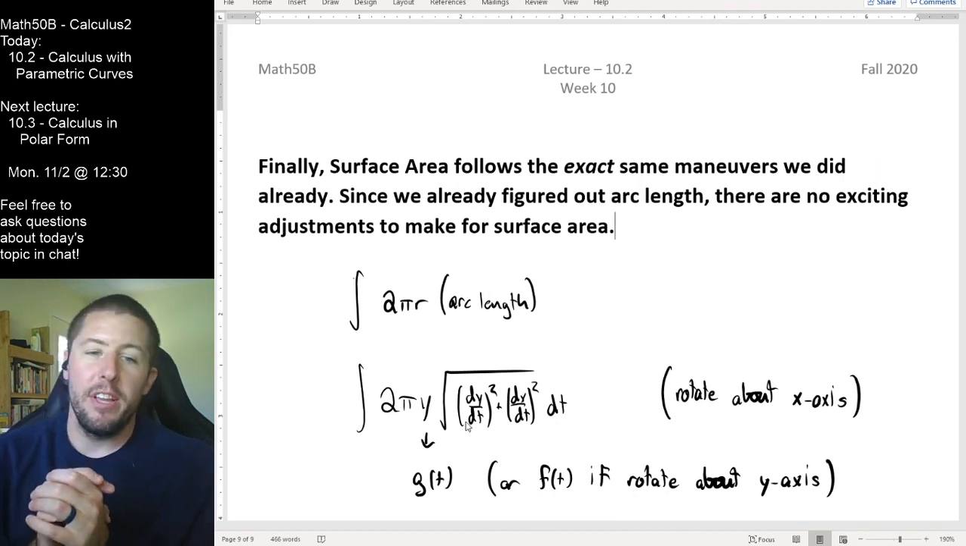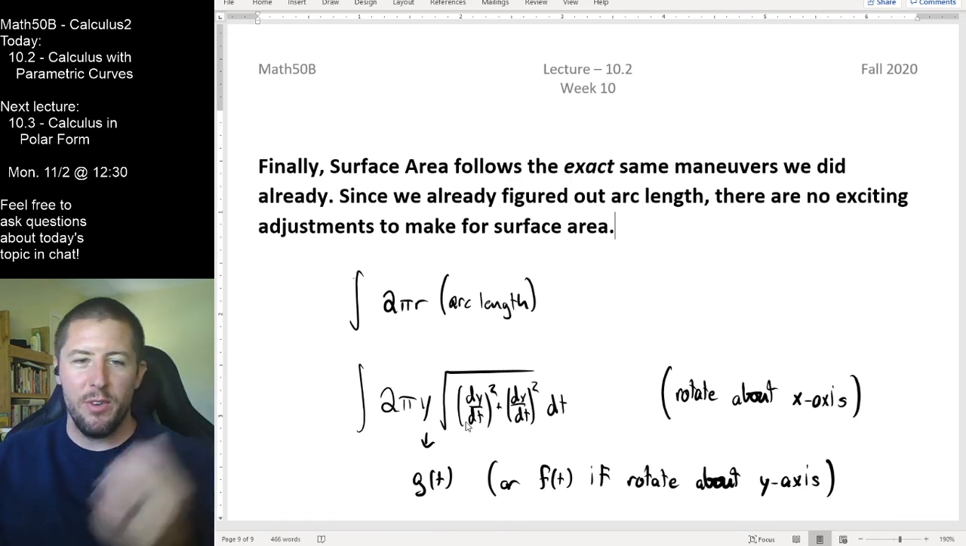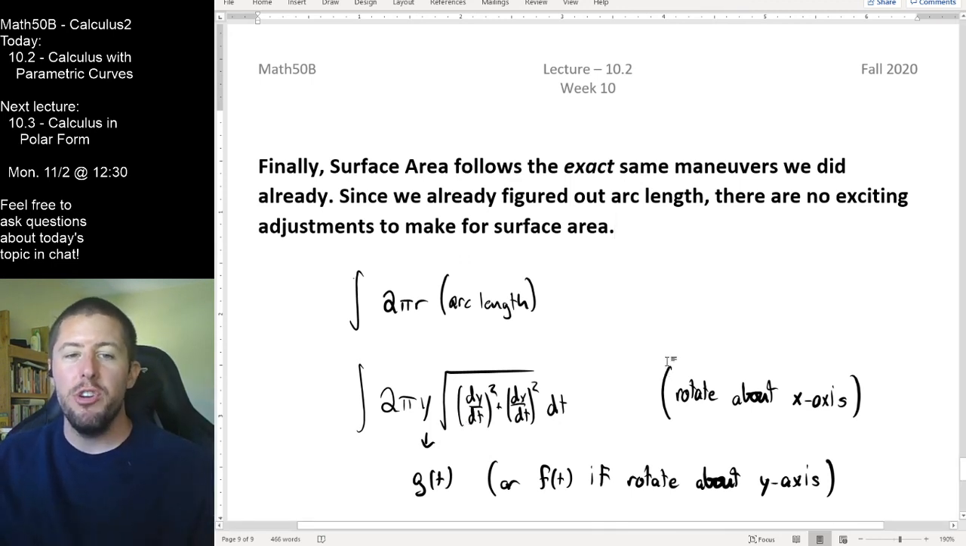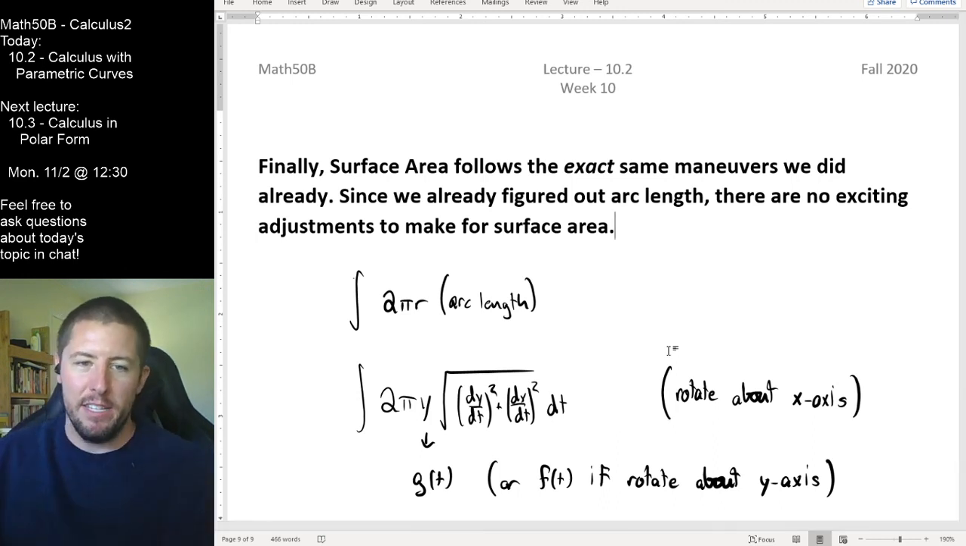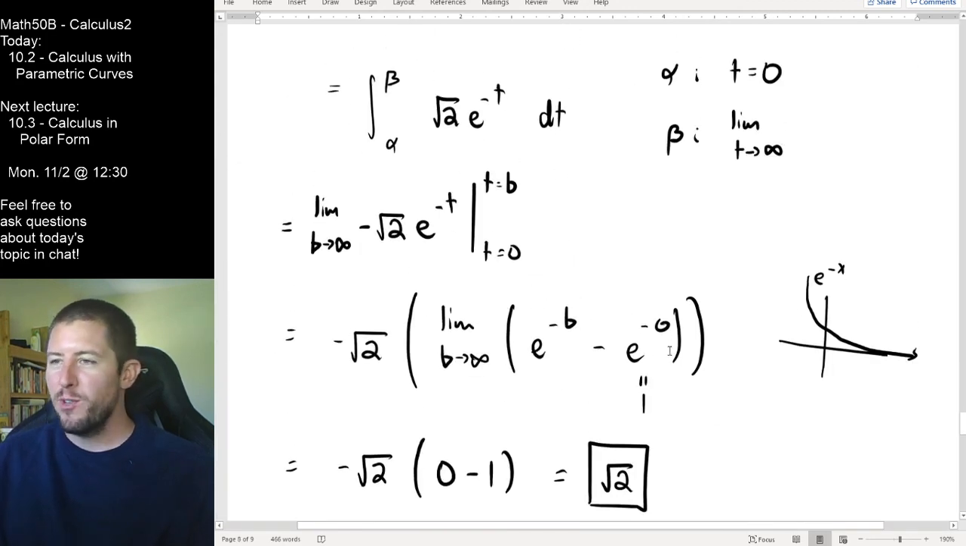So I don't think surface area is exciting enough to justify me dragging this video out for 30 more minutes, which is why I'm going to stop right here. You should obviously read the example at the end of the section where they do a surface area computation with parametric equations. And in my opinion, it works out like I expect it to. I think the new exciting stuff is getting these pretty cool things right here.